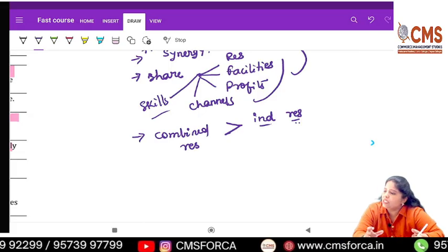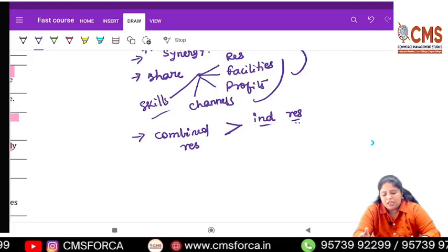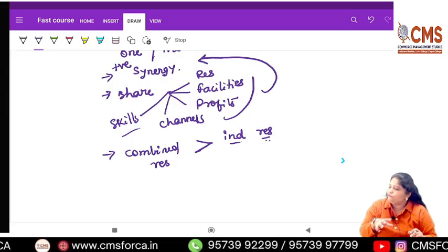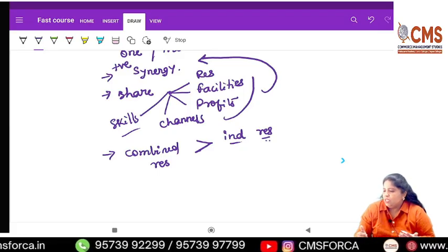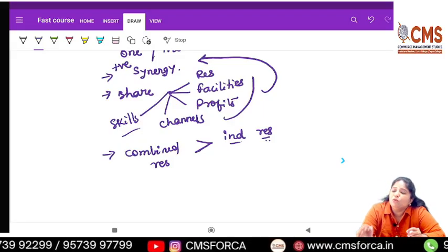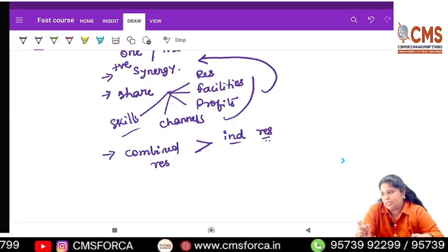In a merger, sometimes one or more will lose their identity. But what is acquisition? Acquisition means a stronger firm is going to take over the weaker firm. So that is why we call it acquisition. Now, which firm loses its existence? The weaker firm loses its existence.